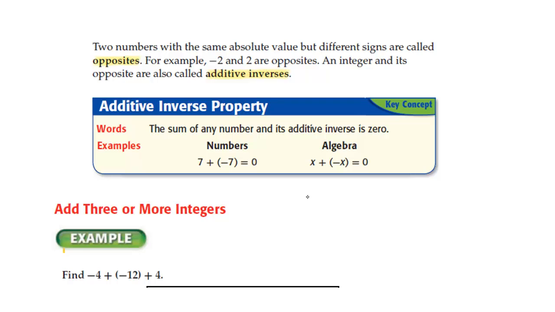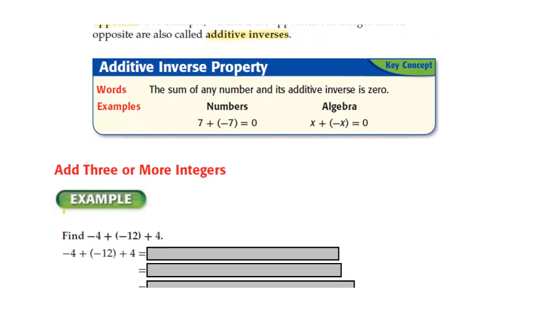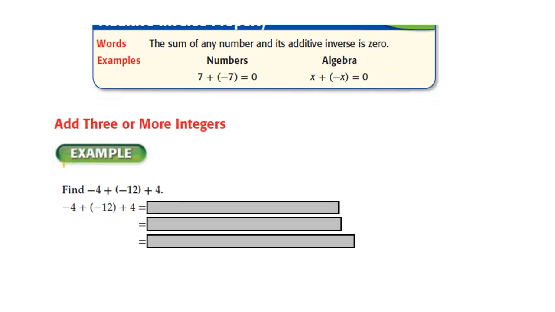The sum of any number and its additive inverse is always 0. Here's an example with numbers. 7 plus a -7 gives you 0. And in algebra, if you have a variable, x plus the opposite of x is always 0 as well. Okay, so that gives you a little bit of background on the additive inverse property.